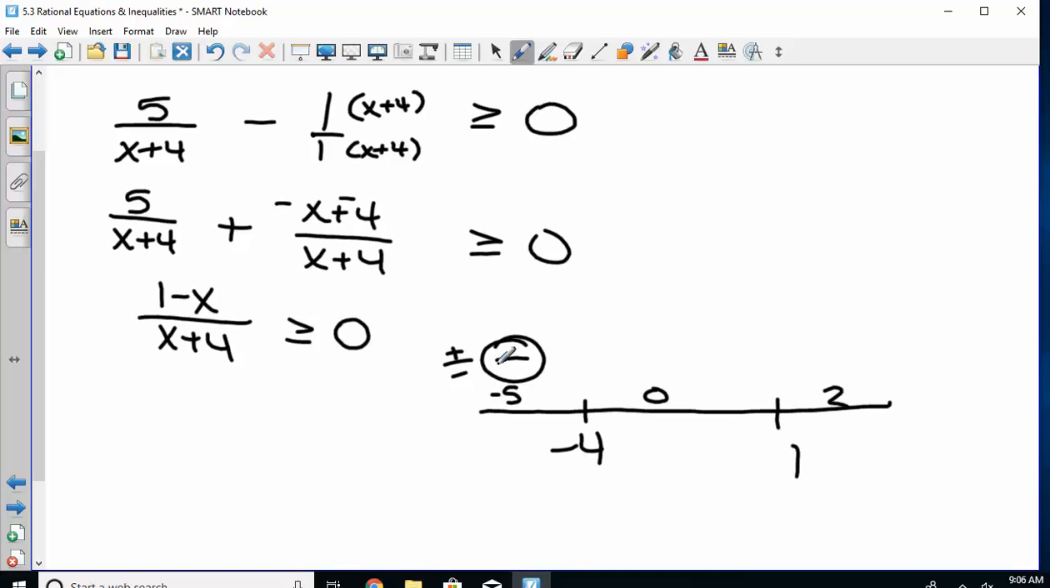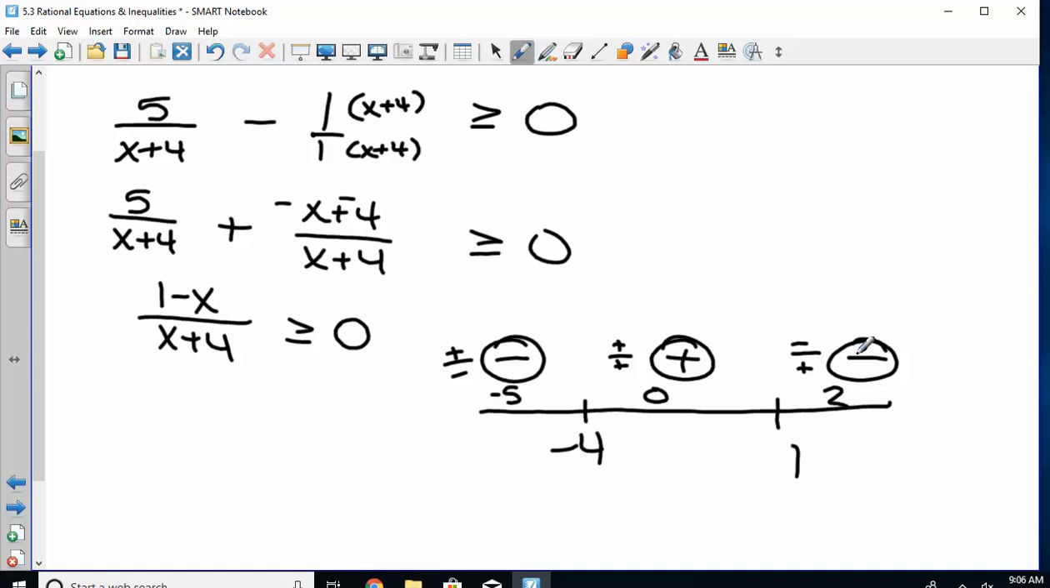If I put in 0, 1 minus 0 is positive. 0 plus 4 is positive. A positive divided by a positive is positive. If you put in a 2, 1 minus 2, 2 plus 4, negative divided by positive, is negative.